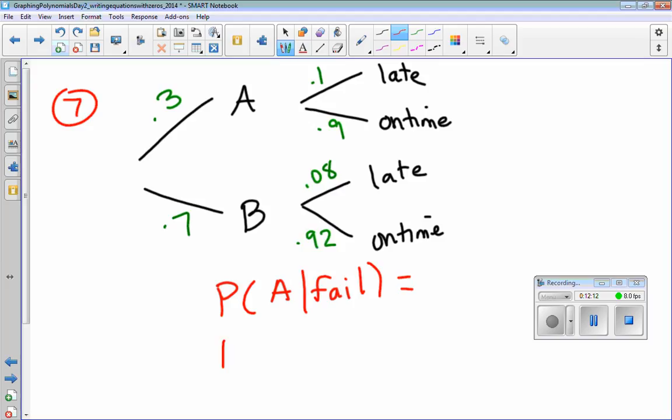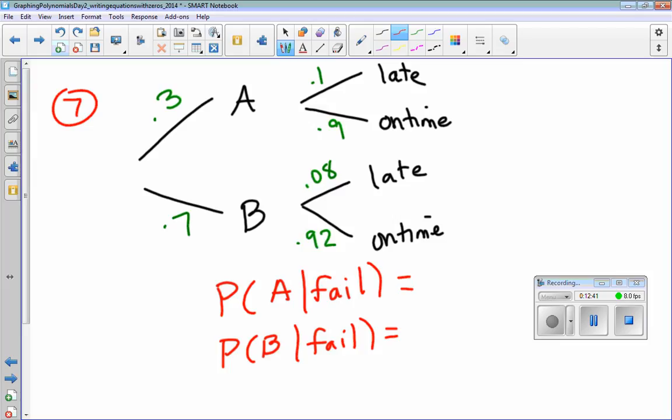And what's the probability that you went with B, given that it failed? Because it says, suppose you made the purchase and the delivery was late. So it means you're given that it was late, what's the probability that you went with A? Given that it was late, what's the probability that you went with B? Anybody? I know Charles did that. Did anybody else do that?